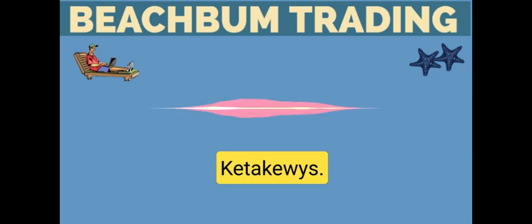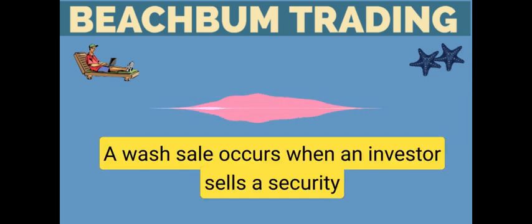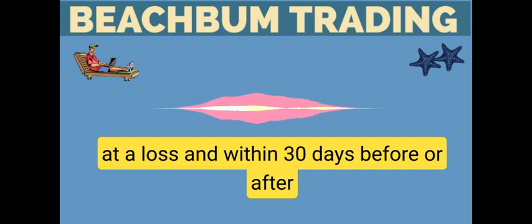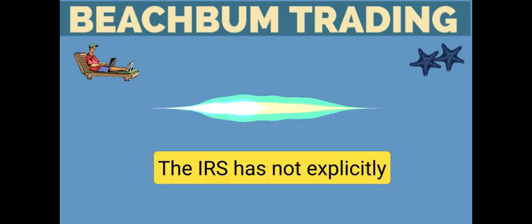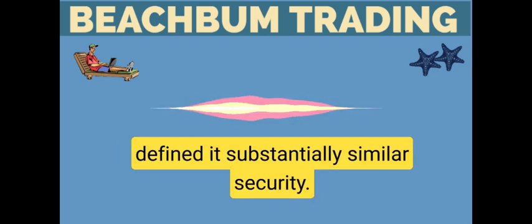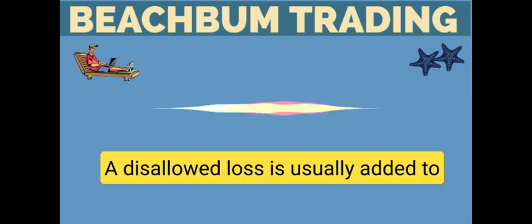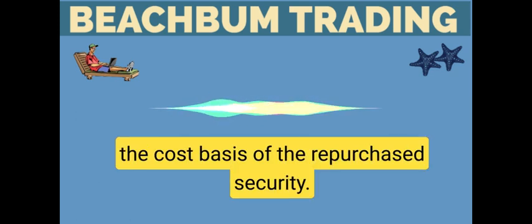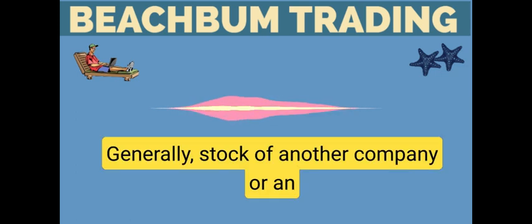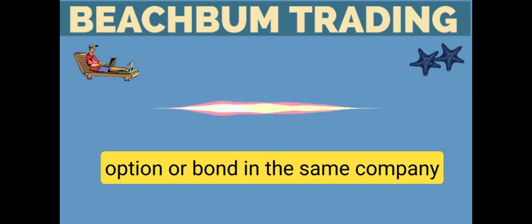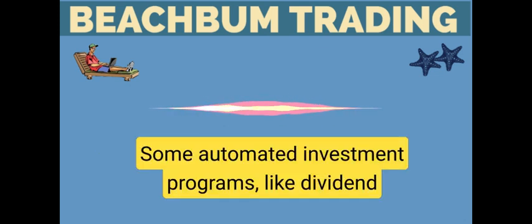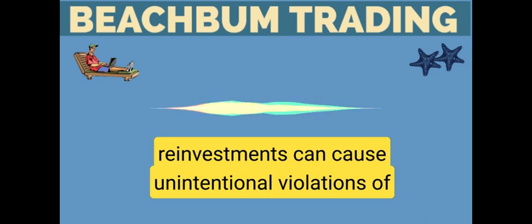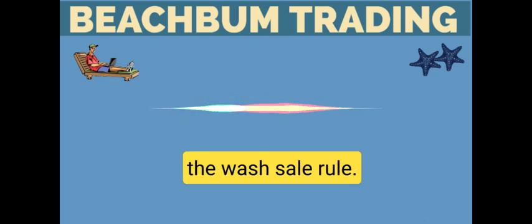Key takeaways. A wash sale occurs when an investor sells a security at a loss and within 30 days before or after that sale purchases the same or substantially similar security. The IRS has not explicitly defined a substantially similar security. A disallowed loss is usually added to the cost basis of the repurchased security. Generally, stock of another company or an option or bond in the same company is not a substantially similar security. Some automated investment programs, like dividend reinvestments, can cause unintentional violations of the wash sale rule.